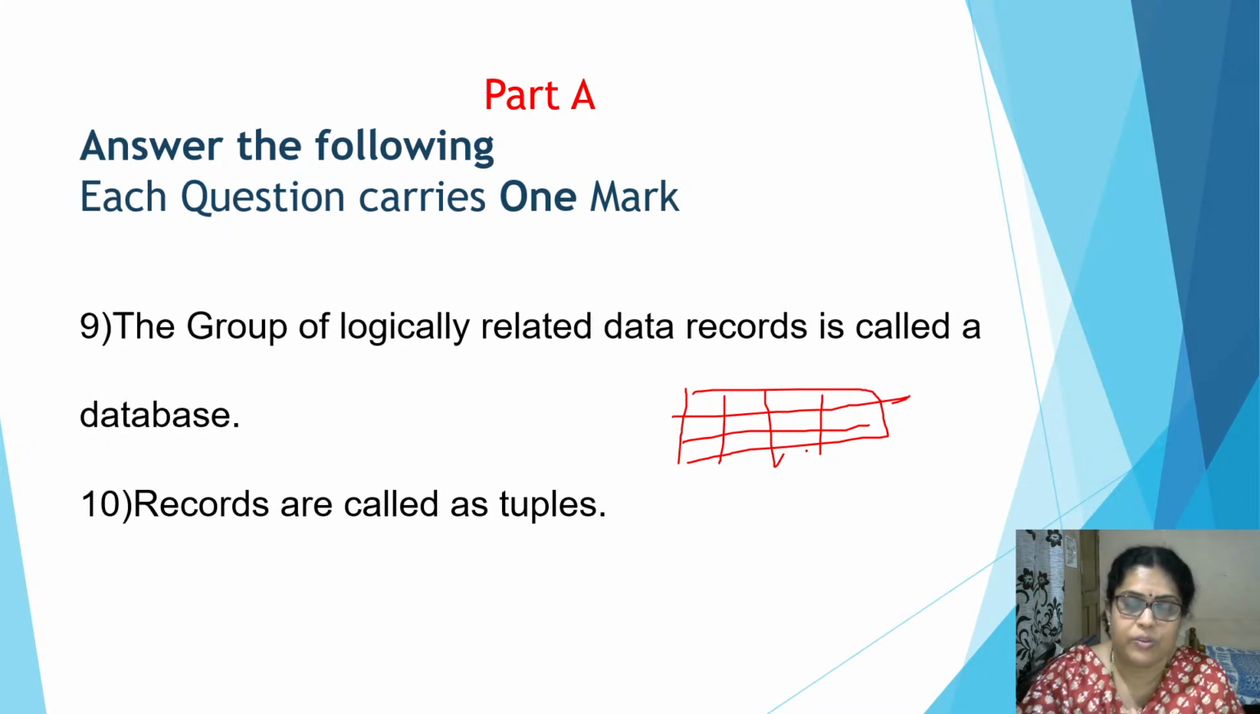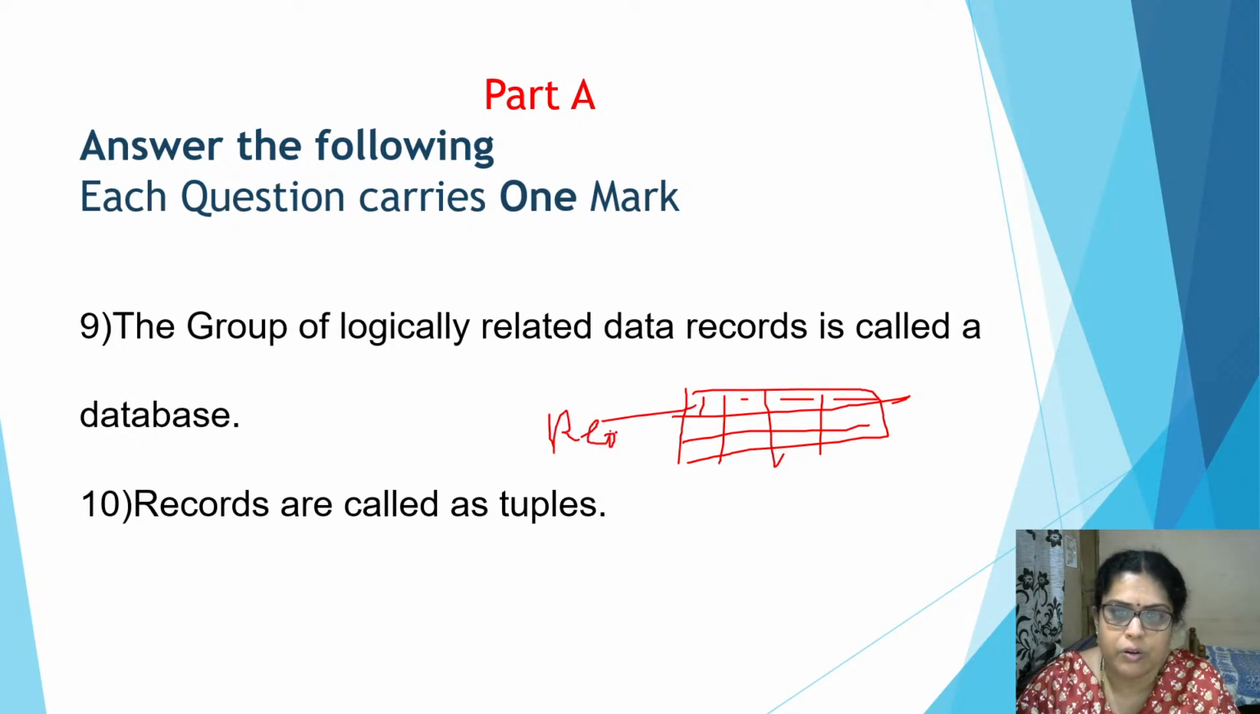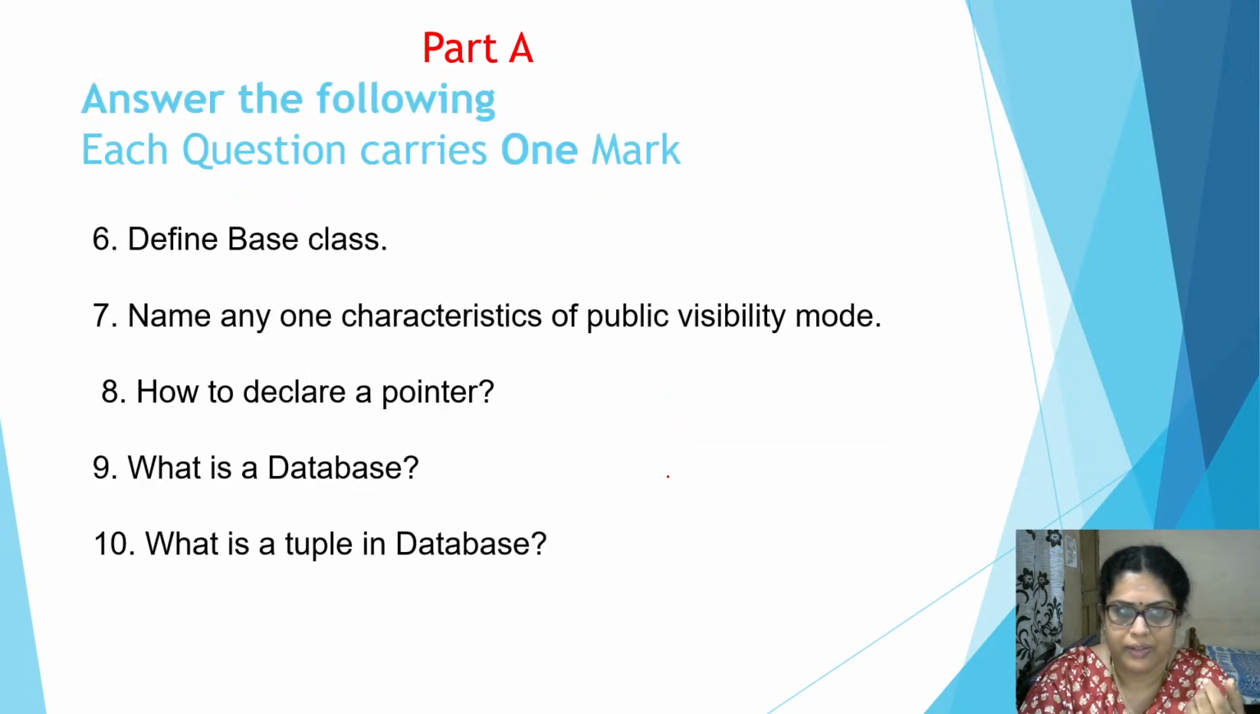Yes. The next question is, what is a tuple? Tuple is nothing but records are known as tuples. Records are called tuples. For example, if you can see this table here, I put 1 and somebody's name here, address here, phone number here. So this is called a record. This record is also known as what? This record is also known as a tuple. Yes, so we have completed the 10 questions.